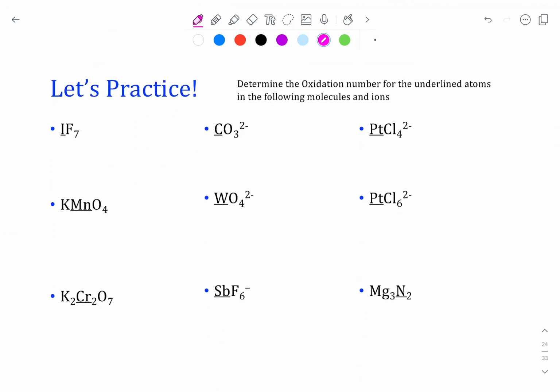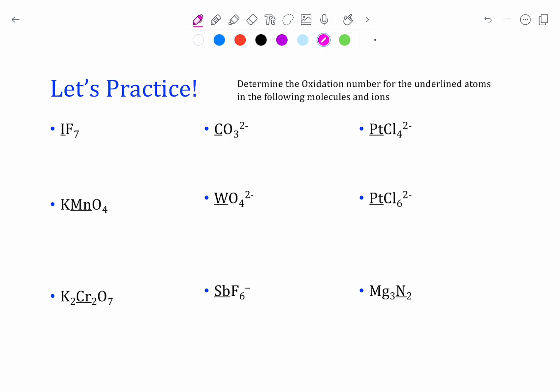For these ones, we want to determine the oxidation number for the underlined atoms in the following molecules and ions. So, even though we're only going to identify the underlined atoms, which you may find similar problems in your homework, we still need to find the oxidation numbers of all atoms in the molecule, okay, in order to properly account for their oxidation numbers in contribution to their charge. So for these ones, we're really just finding the oxidation numbers for all of the atoms. So pause your video and try these problems fully independent.